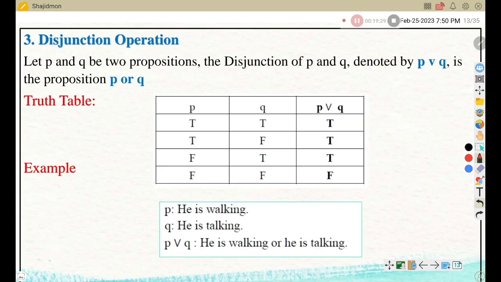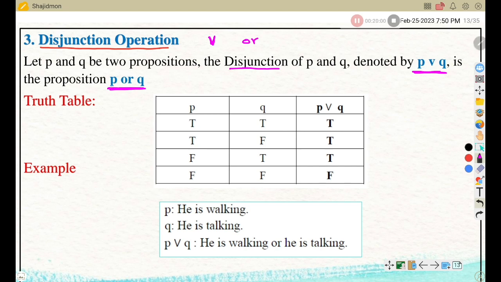That is the disjunction operation. The third one is the disjunction operation. Now what is the meaning of the disjunction operation? Let P and Q be two propositions. The disjunction of P and Q is denoted like this: P or Q. And we read it like this, P or Q. This symbol we can call the or symbol. Now you can see the truth table.